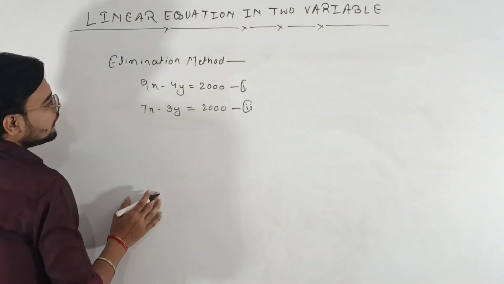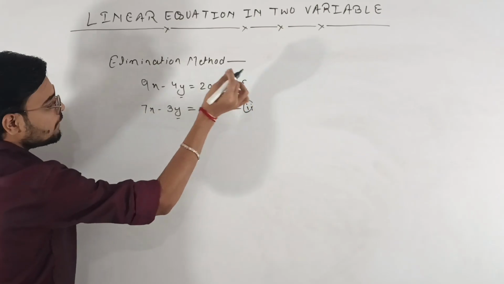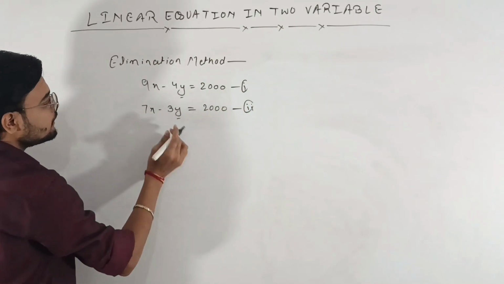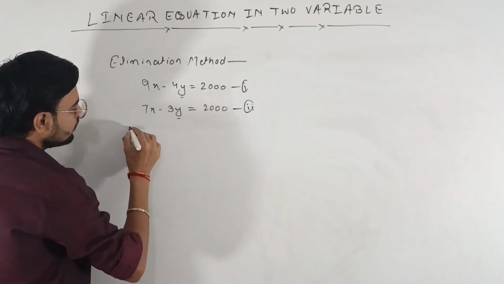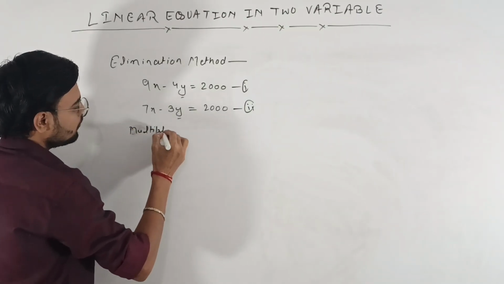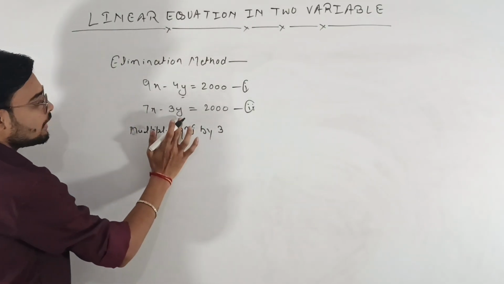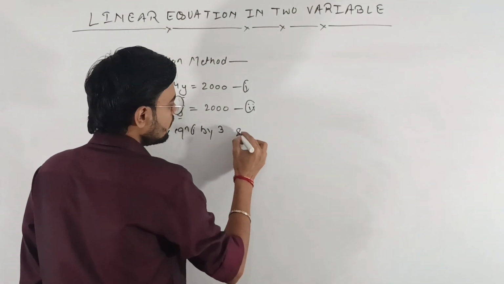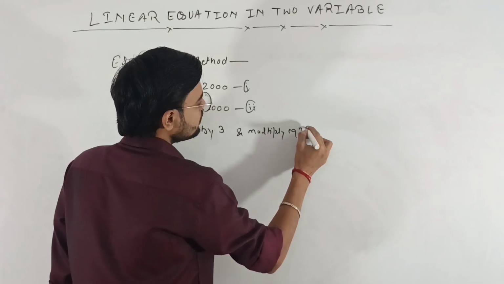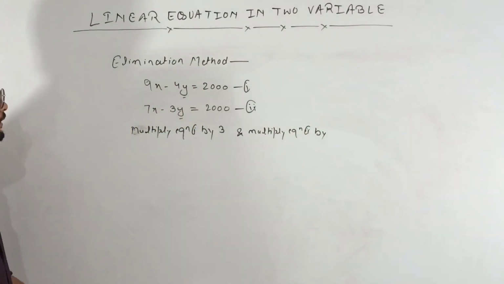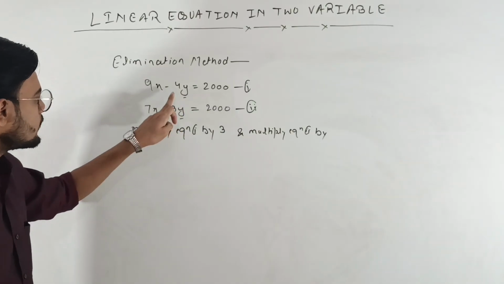Let's see. Suppose I multiply by the coefficient of y. So in equation 1, I multiply by the coefficient of y of equation 2, which means equation 1 is multiplied by 3. So multiply equation first by 3. Then I use the coefficient of y from equation first, and multiply equation second by it. In this case I use 4.